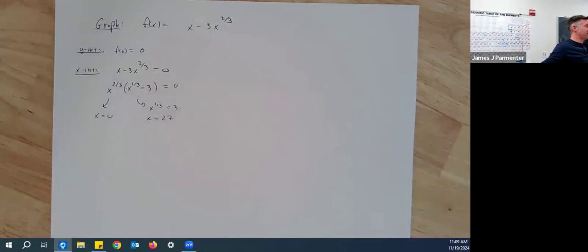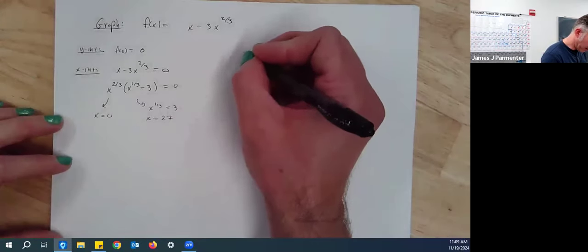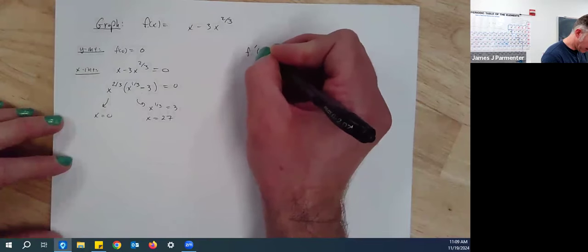But we probably don't actually have to think about that because your first derivative stuff will usually tell you that anyway. But we don't have any horizontal or vertical asymptotes here. So let's look at the first derivative stuff. We're taking the derivative.